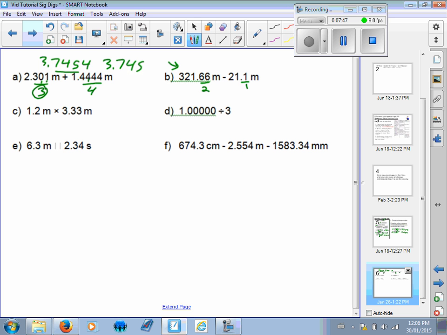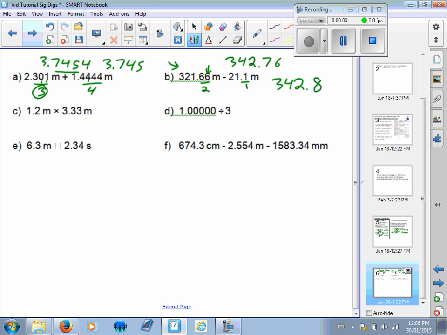321.66, 321 plus 21 is 342. 0.6 plus 0.1, so 0.7, and then there's another 6 afterwards from this first number. So again, one value after the decimal place, this is going to be 342, and then the 7 is going to round up because of that 6 to 8.